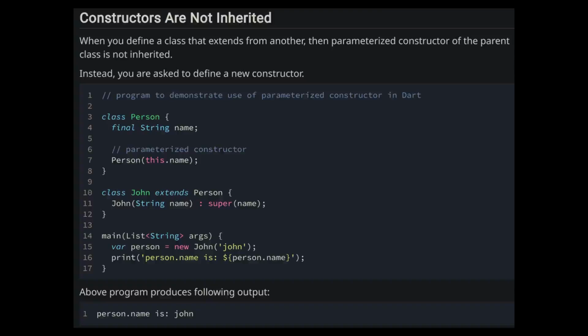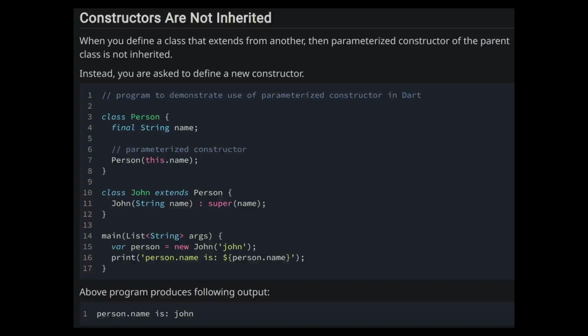In program given on our screen, on line 3 we have the class name person. Inside the class person we have the instance variable name which is a string. On line 7 we have a parameterized constructor that assigns new value to the instance variable name. On line 10 we have class John that extends from class person because constructors cannot be inherited. On line 11 class John has to define its own constructor. On line 13 we have the main function.